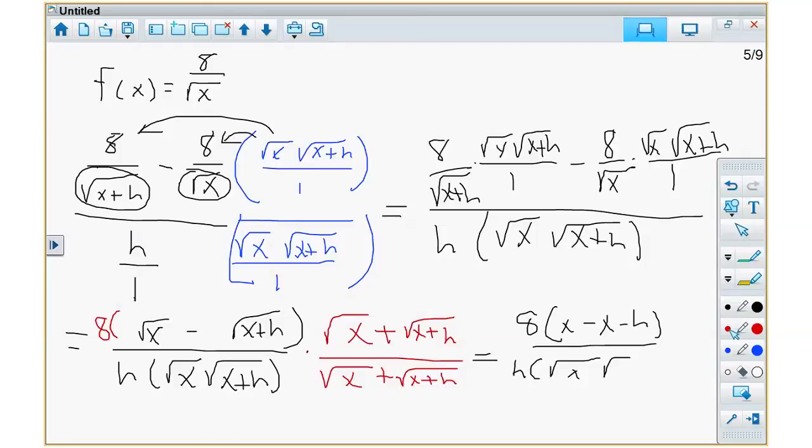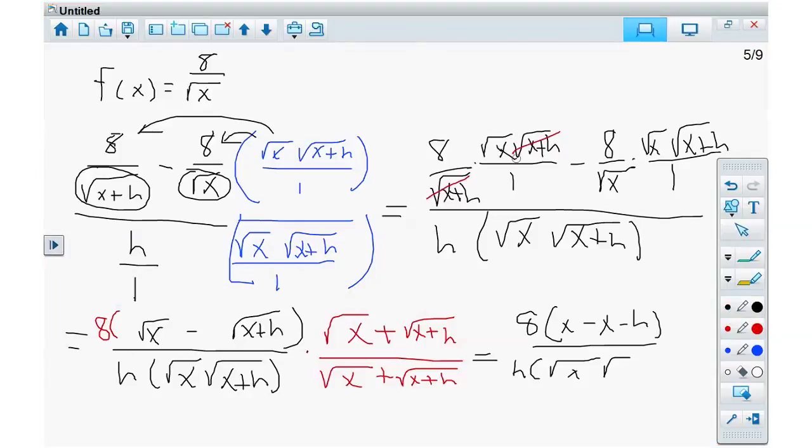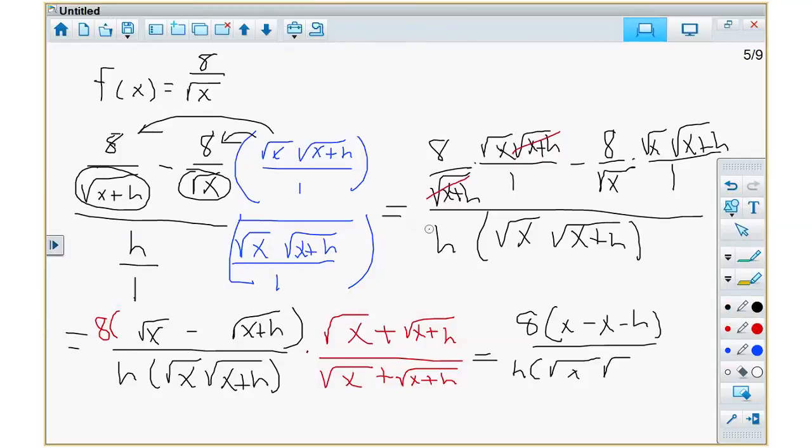Now, watch what happens. What happens to the square root of x plus h? That cancels and you're left with what? 8 times what? 8 times the square root of x. What happens to the x's here? And you're left with negative 8 times what? x plus h. Now 8 is in common, right? So what can I do with the 8? I can pull it out, and then that leaves me with these two. Does that help? Yeah.